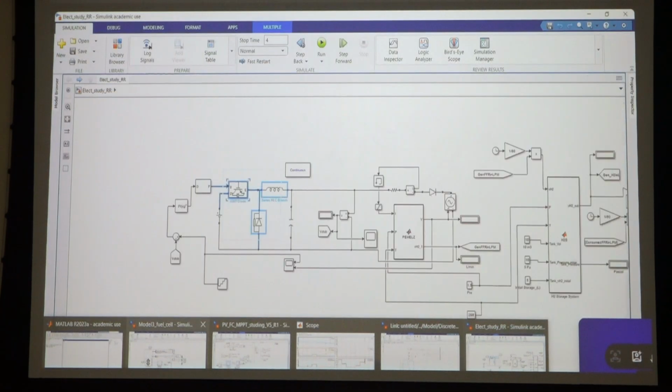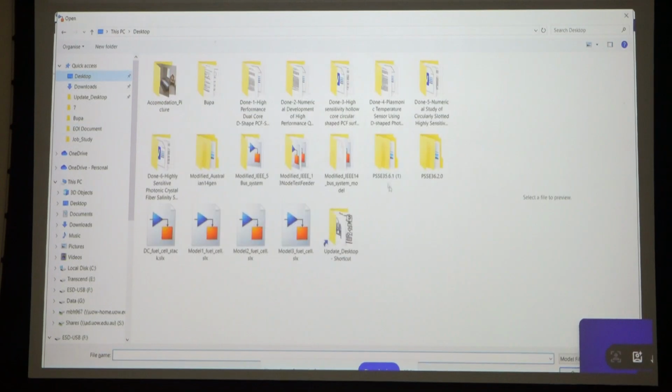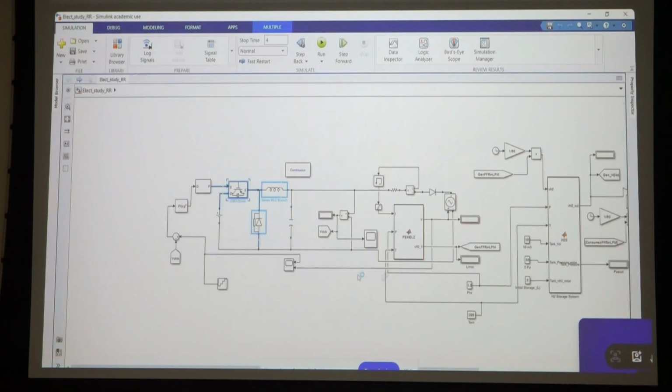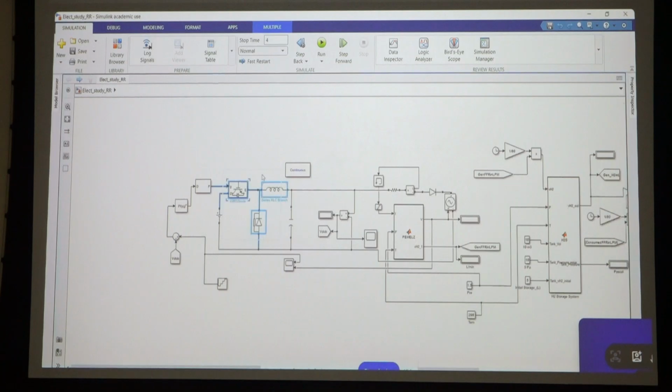where is that model? Here we can see this is the load and this is the source. Here we are not using any converter like DC-DC buck boost, any kind of power electronic interface. But if we want, you can use it like this way. Here it is a boost converter, and this is another model.